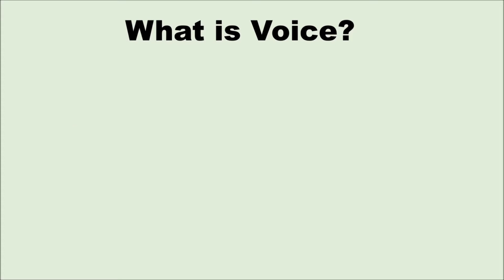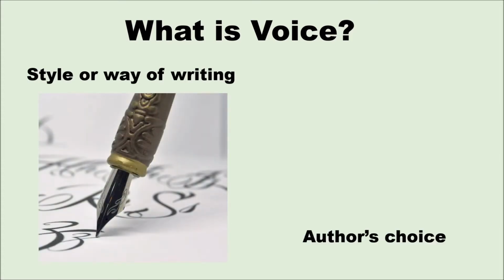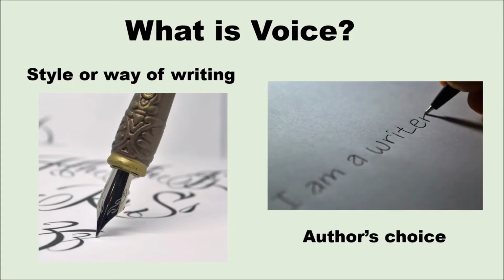What is voice? Voice is a style or way of writing. It is the author's choice. The author is the writer. The author can choose to use passive or active voice up to the situation, up to the sentence, and up to what they want to stress in the sentence. It's usually because they want to stress the object in the sentence more than the subject.